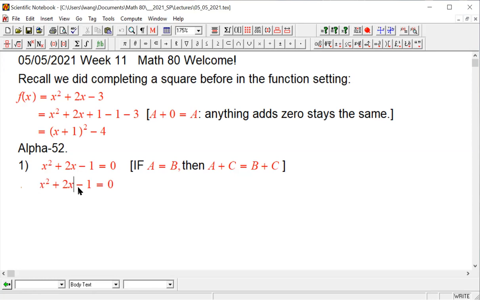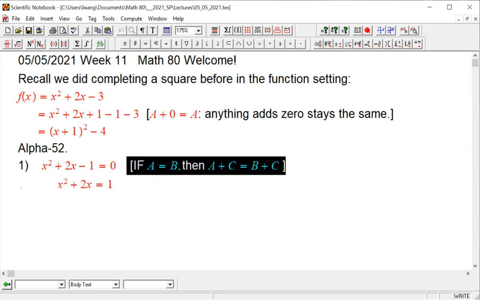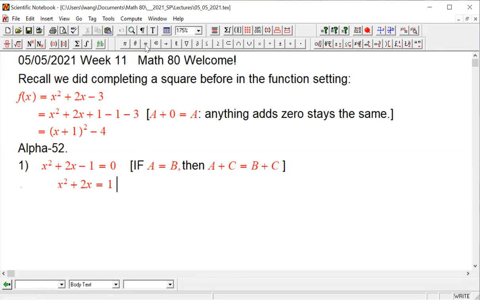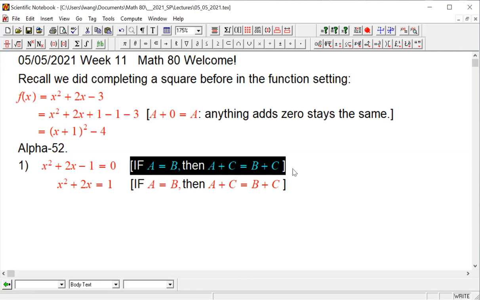Okay, so first we're going to move the -1 to the other side. So that's going to be +1. So we add 1 on both sides. We already used this principle, right? So we can remove that.